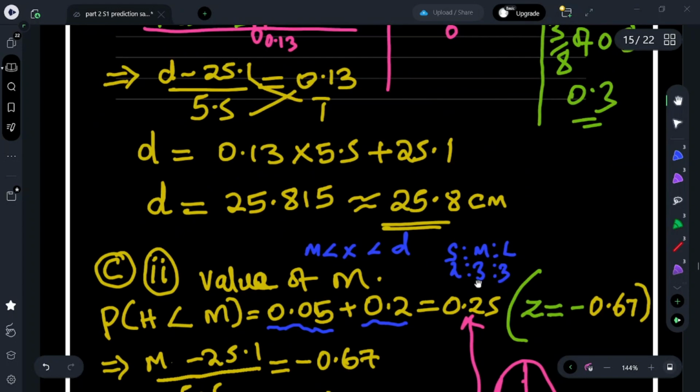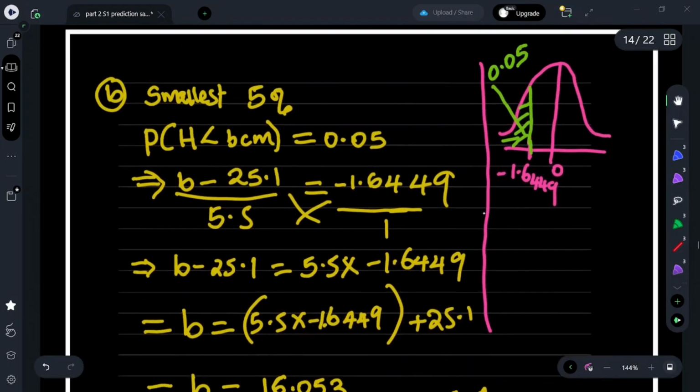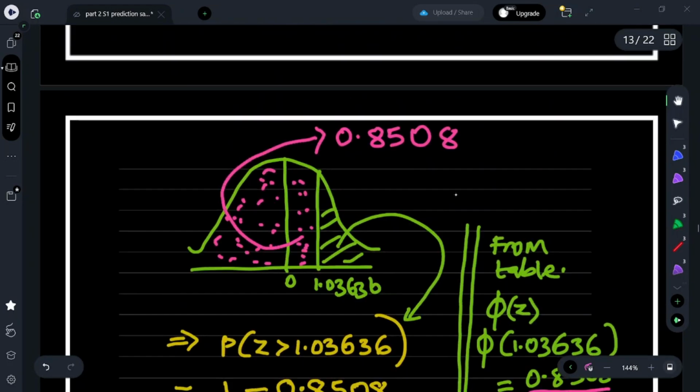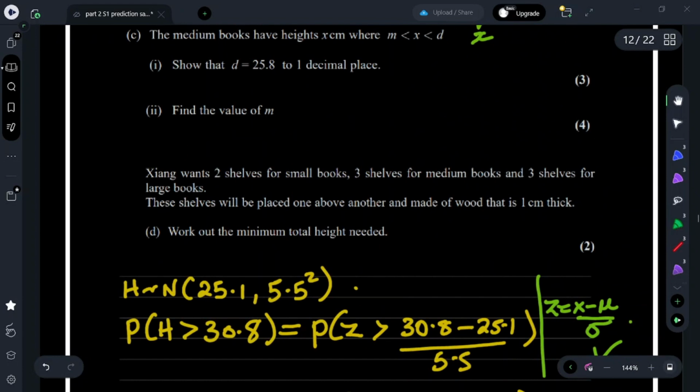Nice. We move to the last part of our question. The last part of our question is here with us. We have 2 shelves for small books, 3 shelves for medium books, 3 shelves for large books. These shelves will be placed one above another and made of wood that is 1 centimeter thick. So work out the minimum total height needed.